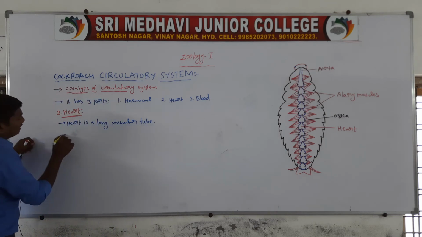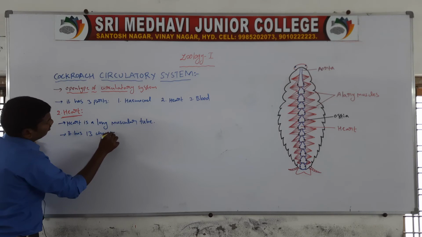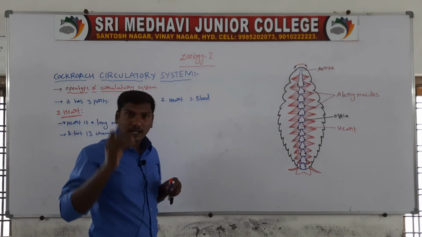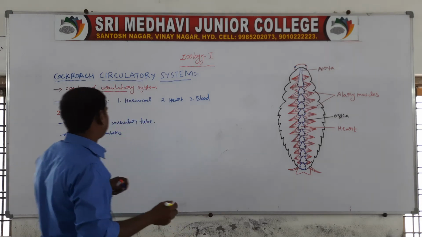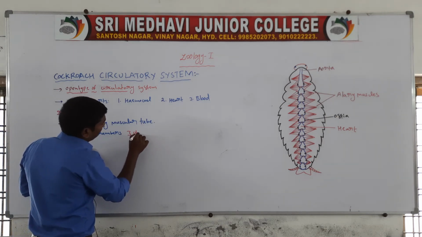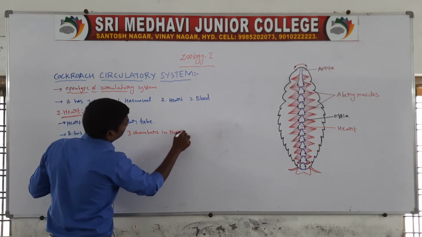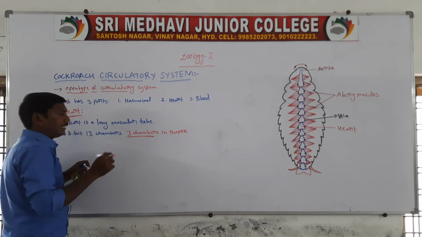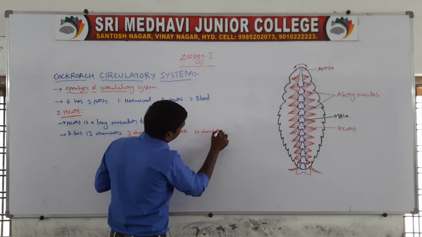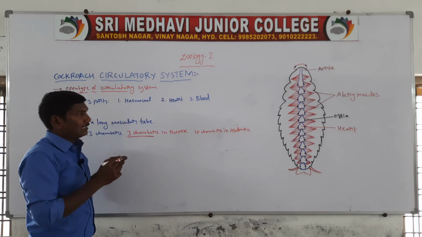It has 13 chambers. The cockroach heart contains 13 chambers. 3 chambers in the thorax, 10 chambers in the abdomen.